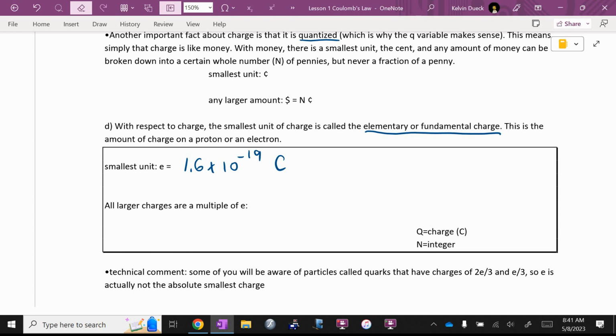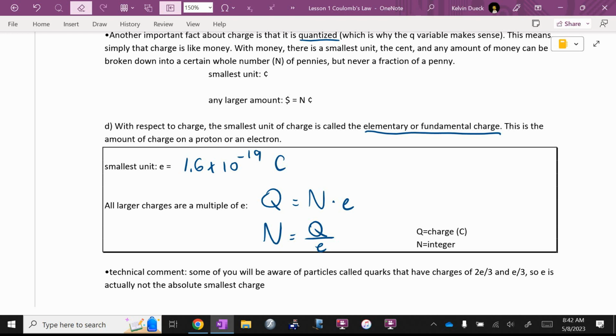All other charges are multiples of 1.6 times 10 to the negative 19. In other words, if you want the total charge, it's some number times e. Or if you want to know how many electrons or how many protons, it would be the total charge divided by the elementary charge. You can actually figure out how many extra protons or how many extra electrons.